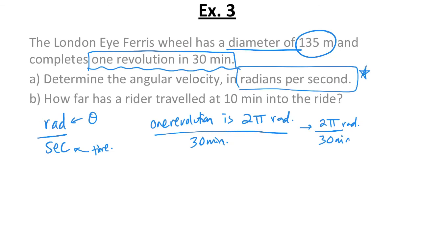But the question is asking us for radians per second, so we have to change the minutes into seconds. So we know that there are 60 seconds in every minute. So we have 30 minutes times 60 seconds is 1800 seconds. And we're covering 2 pi radians in that time. So our speed is 2 pi radians per 1800 seconds, but again, it's weird to describe a speed like that, so we should totally simplify that fraction.